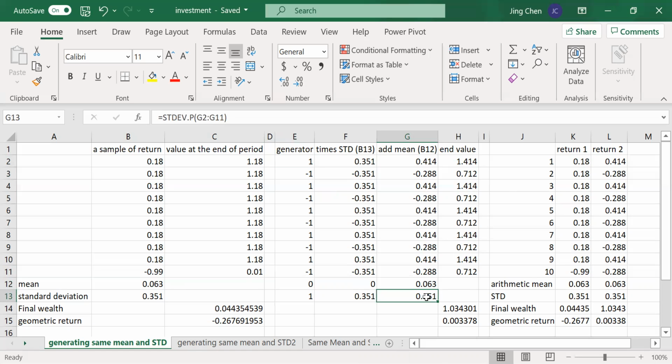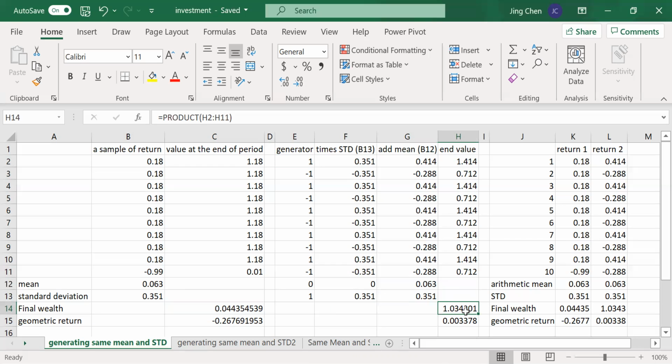So what is our purpose? Our purpose is to show that although these two series have the same mean and standard deviation, if we invest $1 in these two kinds of patterns, their final wealth will be very different. Here is 4 cents left. Here we get $1.03, right? Initially, we all invest $1. For the first time series, after 10 years, we only have 4 cents left. The second one gets $1 more.